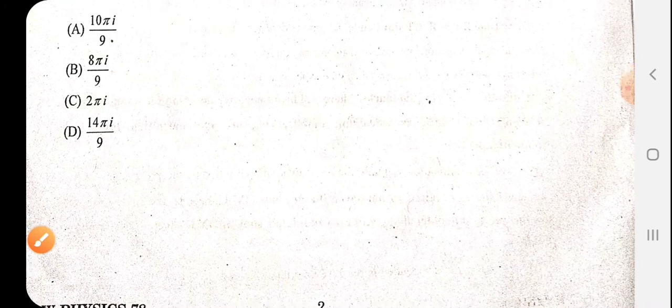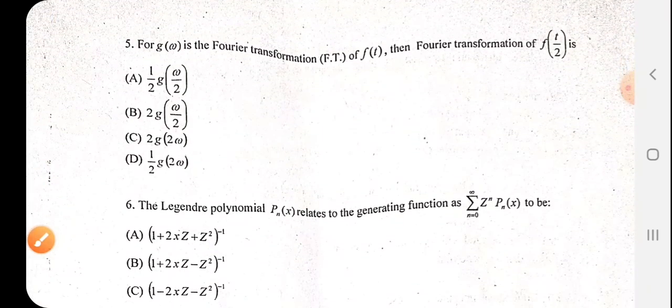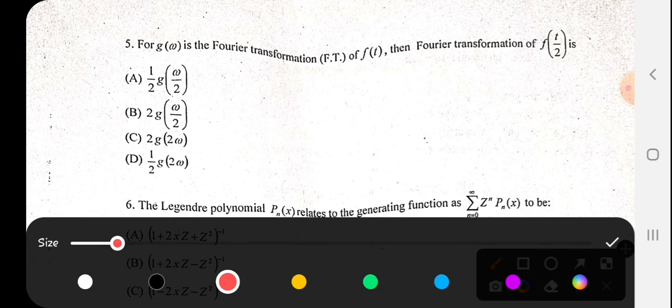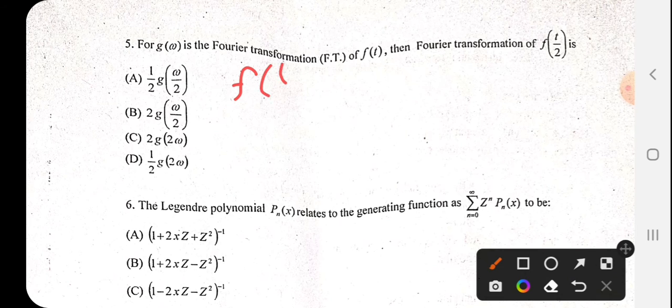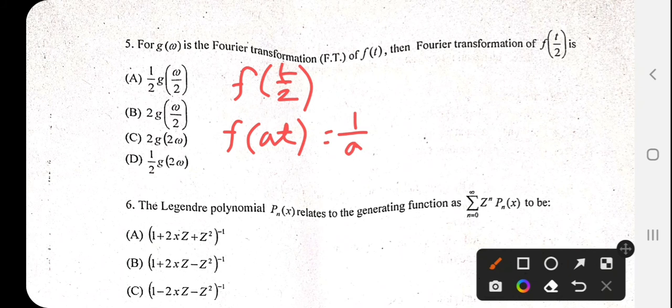Okay, now come to question number 5. This is from Fourier integral. Given the Fourier transformation of the function f of t, given by f of t upon 2. So we directly put the Fourier transformation property, that is the change of scale property. What does this say? F of at equals to 1 upon a, F of s by a.